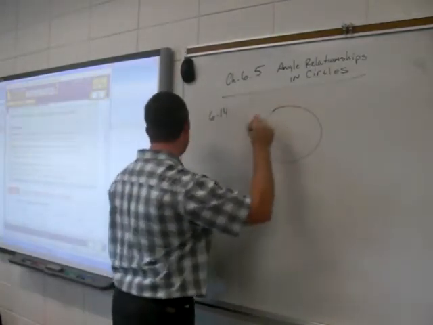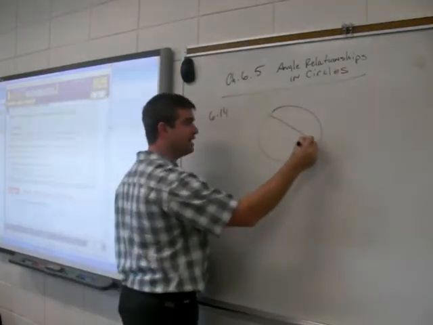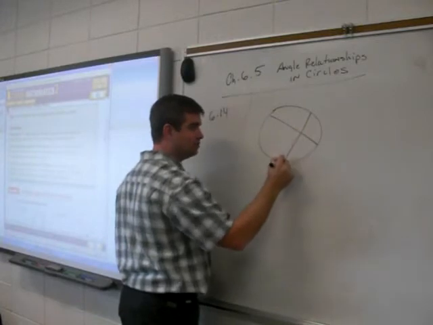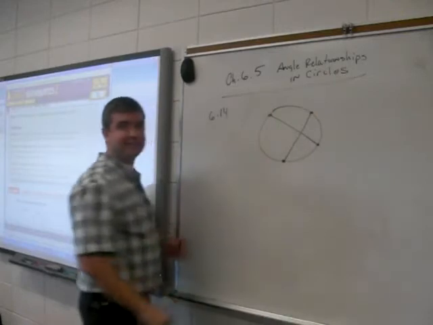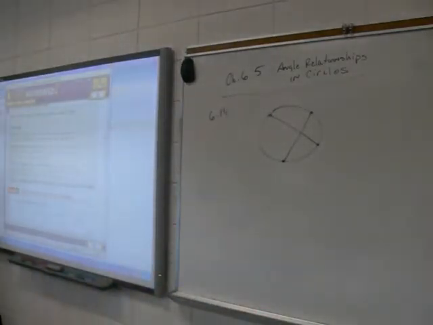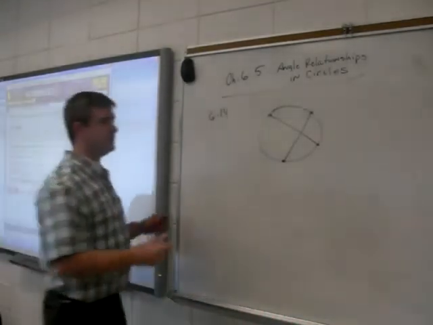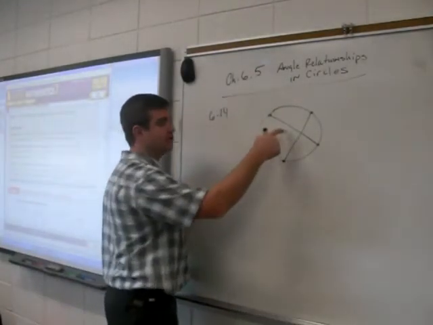In 6.14, it's talking about two chords that intersect inside the circle. Very important is that they don't intersect at the center point. Before, we might have had two chords that intersected at the center of the circle, giving us a central angle. The relationship between central angle and arc was that they were exactly the same. So now we're talking about two chords that don't necessarily intersect at the center of the circle. Okay, the center is here somewhere.